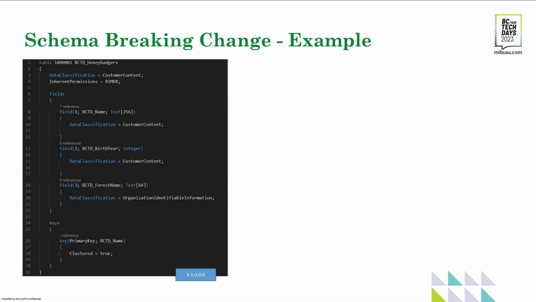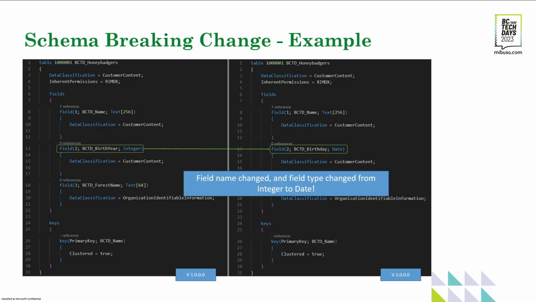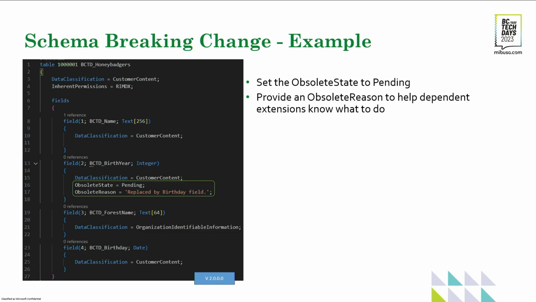Let's have a quick example here of one of them. If you have a table and you decide to improve it by changing the type of a field, but also renaming it, for instance, here changing a year into a date, that won't be allowed, and you will get an error when going to AppSource. So not something you can do. The recommendation instead of this would be to set the field as obsolete pending, and provide also an obsolete reason that gives information for dependent apps on how to fix it and what the new alternative is.